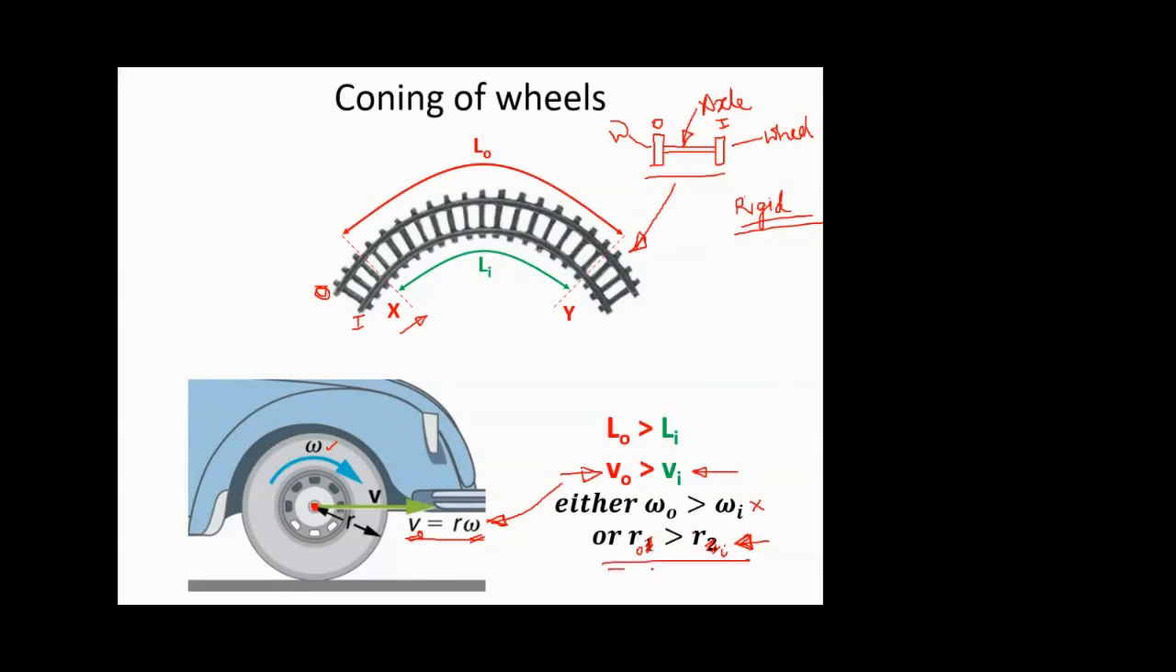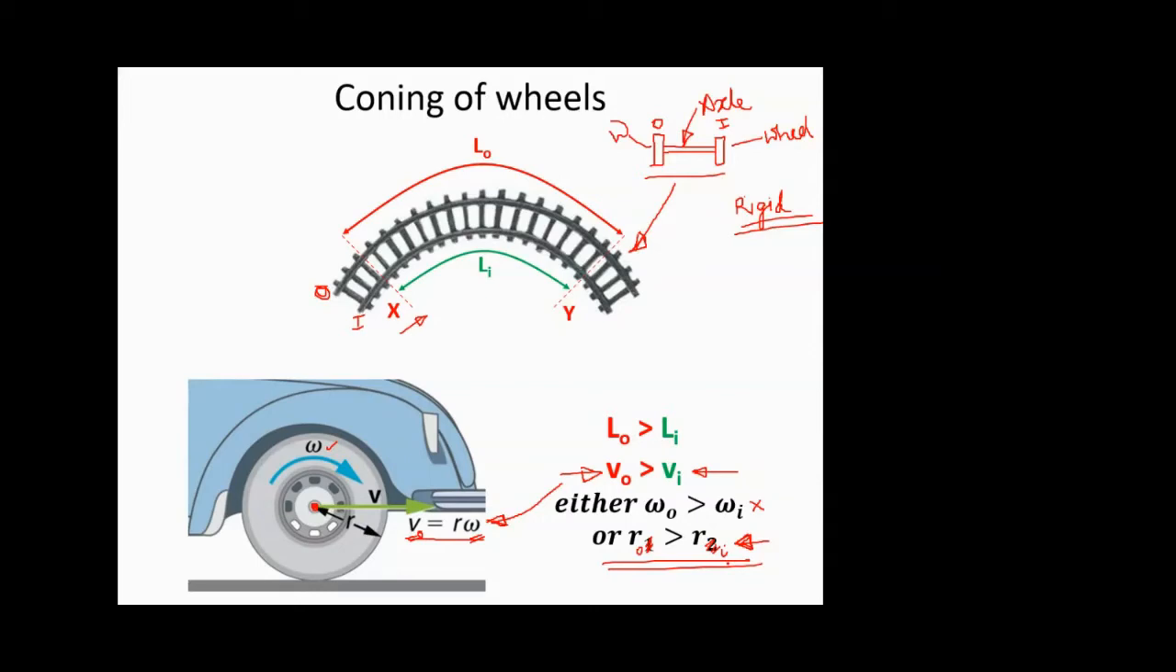So from this slide, this is the takeaway, or the final conclusion: if you want your railway to start from X and reach Y, and in that process both the wheels will start at the same instant and reach the Y location at the same point of time, then the radius of outer wheel should be greater than the radius of inner wheel.